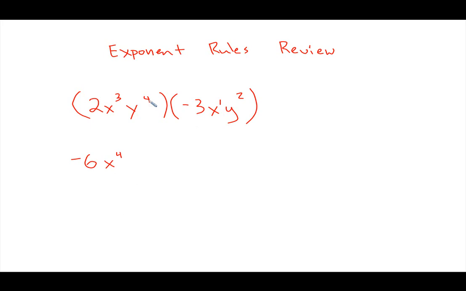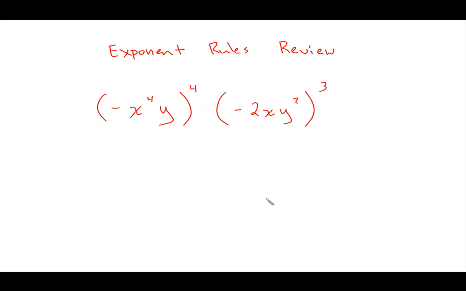Now you have y to the 4th times y squared, right? So we add the exponents, and that'll give you y to the 6th. Alright, this will be your final answer right there. Alright, so let's take a look at the next example right here.